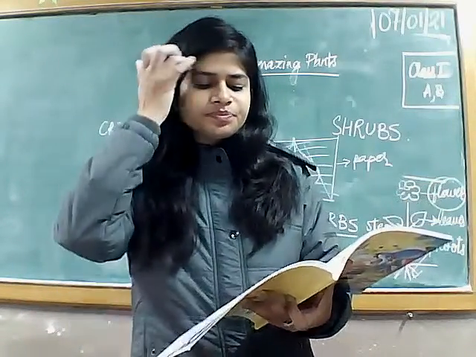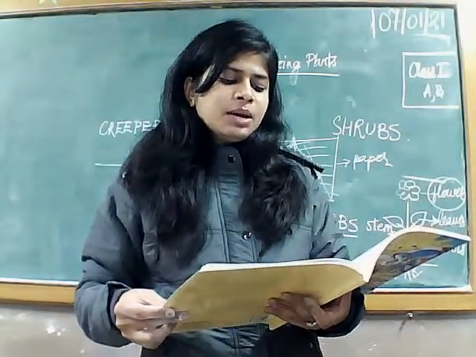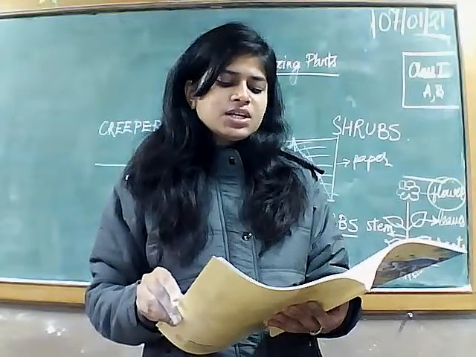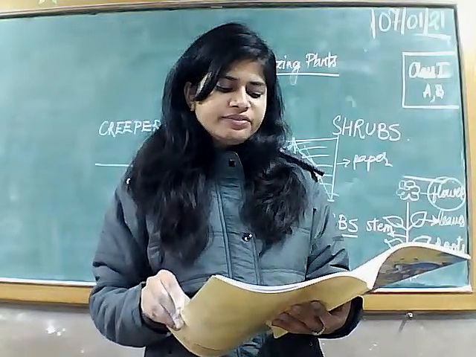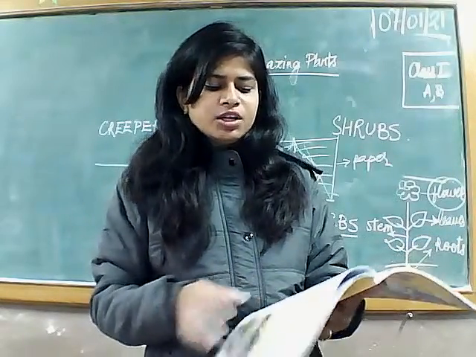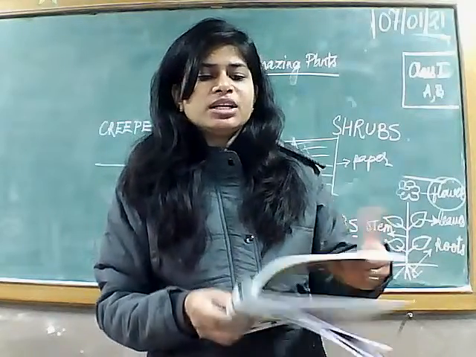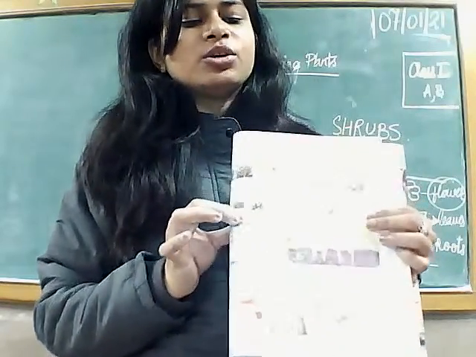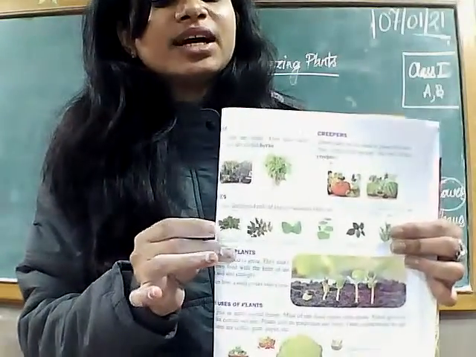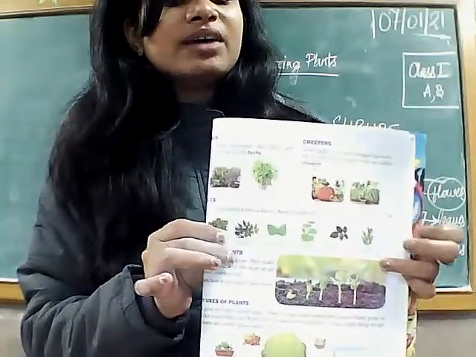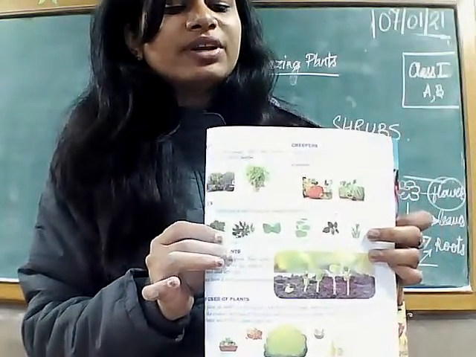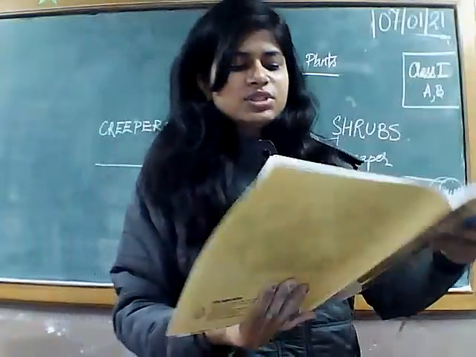Now, children, let us continue the reading. Plants have different kinds of leaves. Some of them are papaya leaf, neem leaf, peepal leaf, lotus leaf, rose leaves, banana leaves. Children, if you observe the image given in your textbook, you will see that different plants have different kinds of leaves.